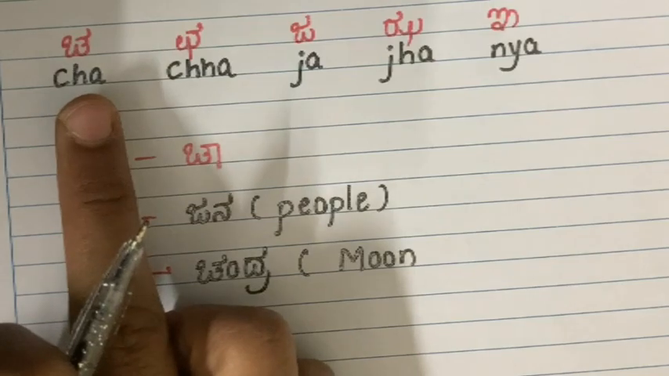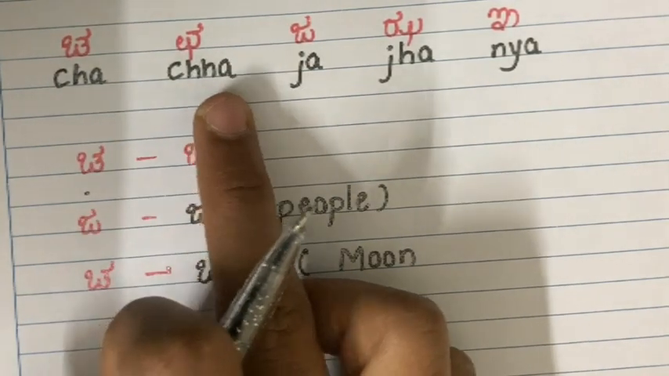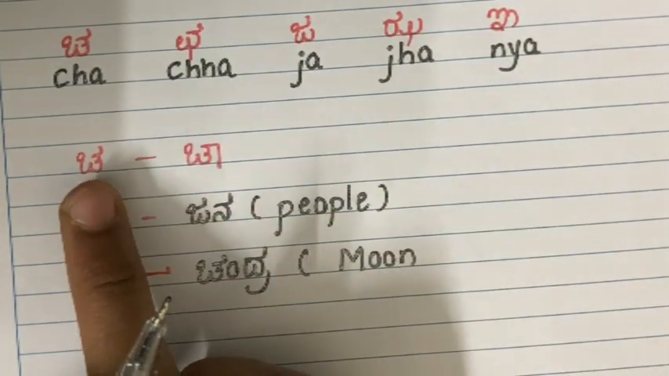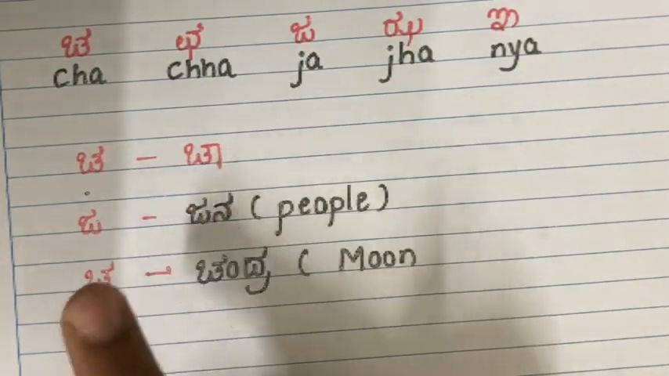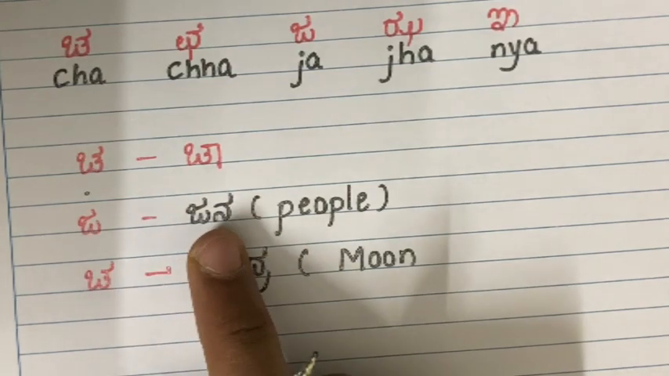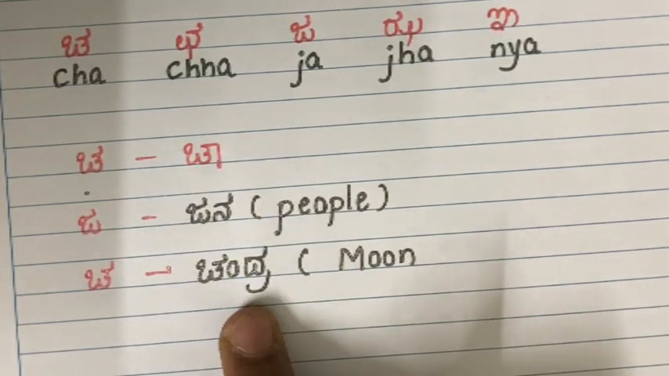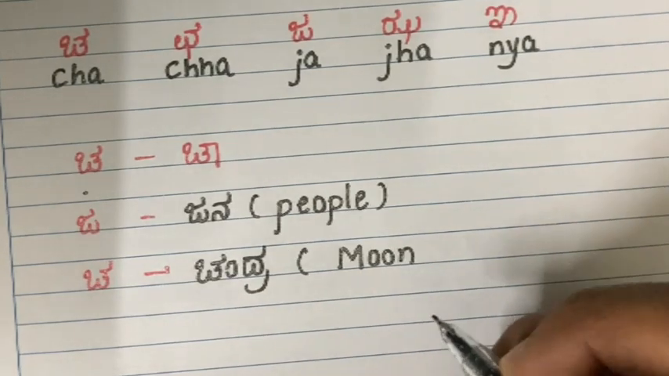First we learned the second set of the consonants, that is cha, cha, ja, ja, nya. Cha, cha, ja, jana means people. From cha, Chandra means moon.